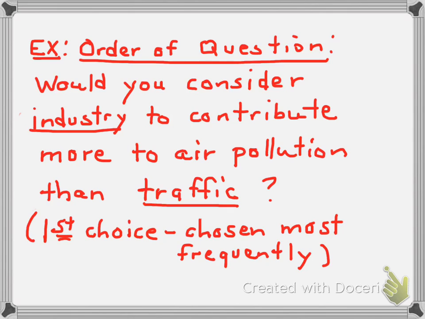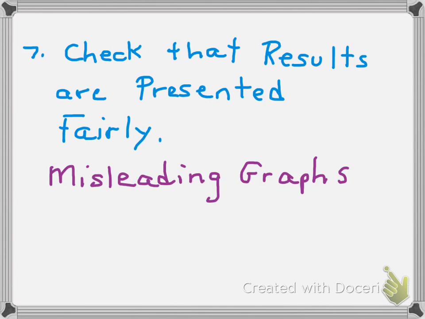In the second wording, all I did was flip-flop the words industry and traffic. So now the question reads, would you consider industry to contribute more to air pollution than traffic? In this case, most people chose industry as the culprit for causing the air pollution over traffic. So the first choice in a survey question is the one that's chosen most frequently in most cases.